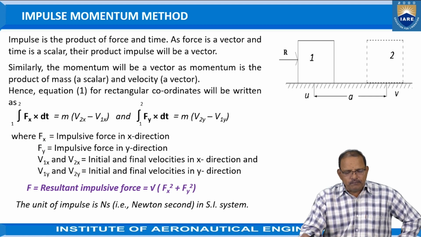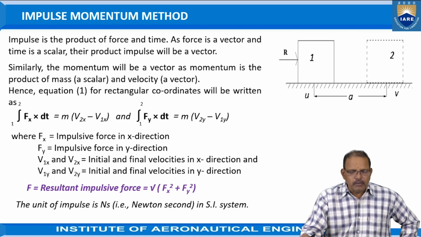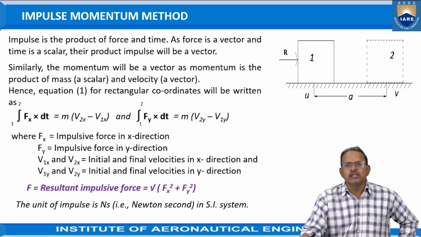If the two bodies are moving in different directions, since force is a vector quantity, as well as momentum is also a vector quantity, hence the impulse in the x direction should be equal to the change in momentum along the x direction. Similarly, the impulse in the y direction is equal to the change in momentum in the y direction.